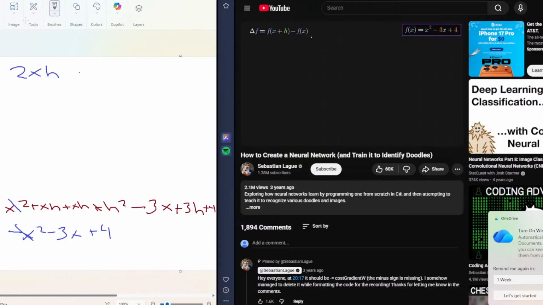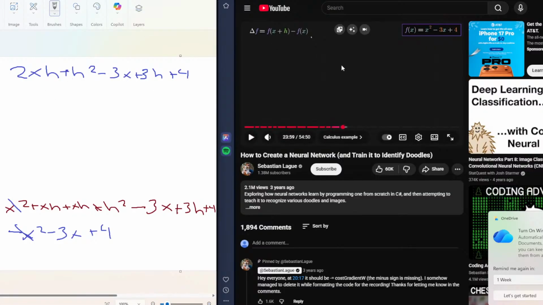2xh plus h squared minus 3x plus 3h plus 4. I assume, no, you can't do that. Okay. This to me looks simplified as much as you can. So let's see where he gets it. Just see where this takes us if we try patiently working our way through the calculation.